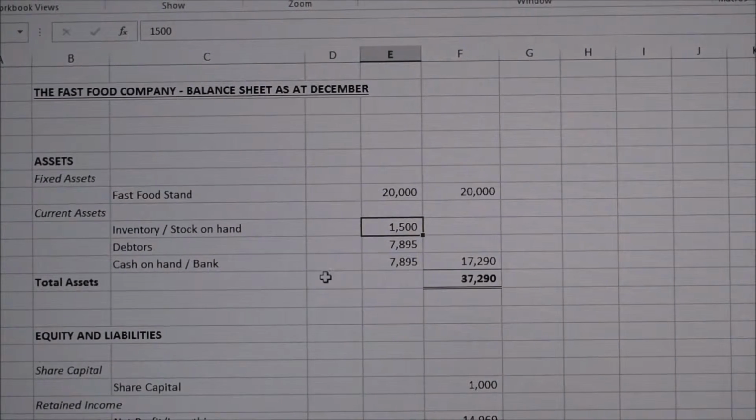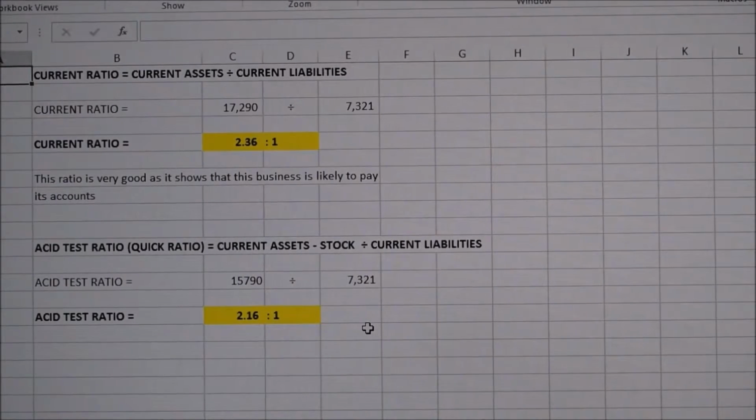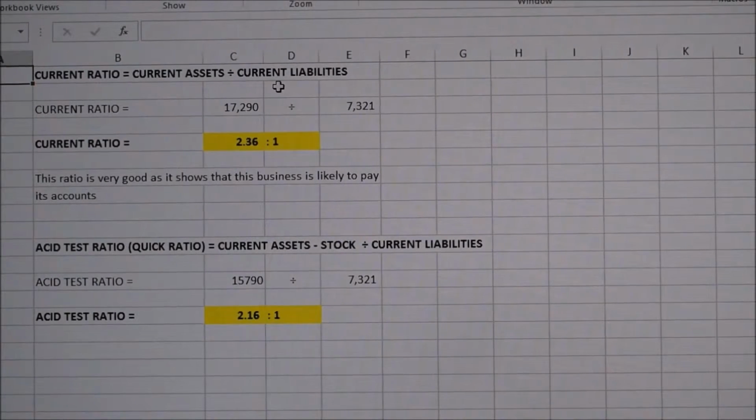This is purely to show you how the ratios work later. So the two most common ratios that we're going to look at that relate to your balance sheet are what we know as the current ratio and your acid test ratio, which is also commonly known as the quick ratio. Let's have a look at the current ratio. Current ratio equals your current assets divided by your current liabilities.